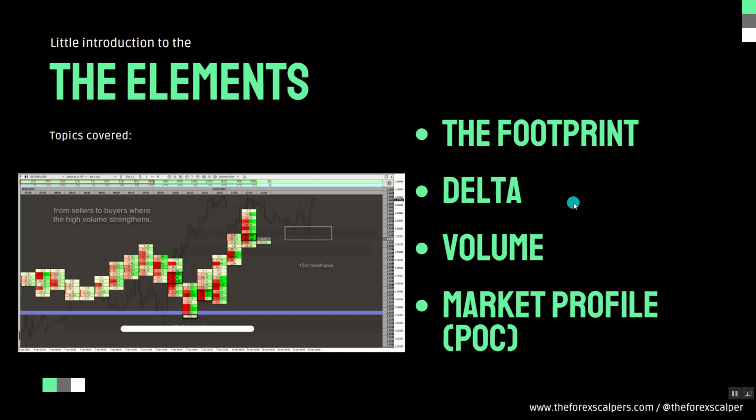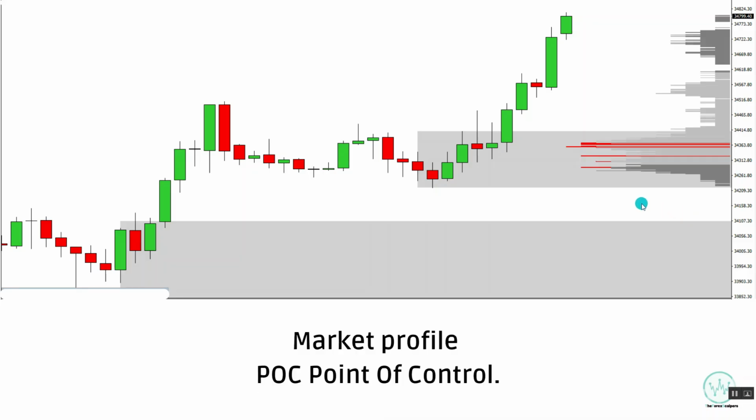So we have the market profile, the POC, point of control, which is also a pretty nice thing. It's a beautiful tool to see where the real control in the market is at that current day or that current week. You can see the red lines right here, the POC, point of control.